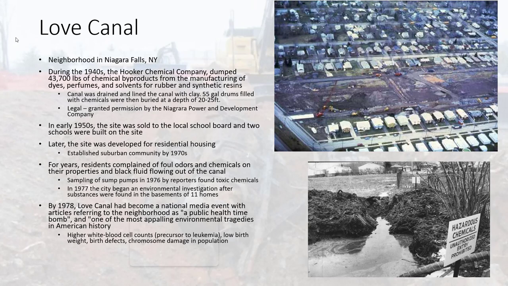And then later, the site was further redeveloped for residential housing. By the 1970s, there was an established suburban community over or around Love Canal. Obviously, as you might expect with this chemical dumping ground, for years, residents complained of foul odors and chemicals on their properties and black fluid flowing out of that canal. And sampling was done by reporters in 1976 of sump pumps, and they found toxic chemicals.